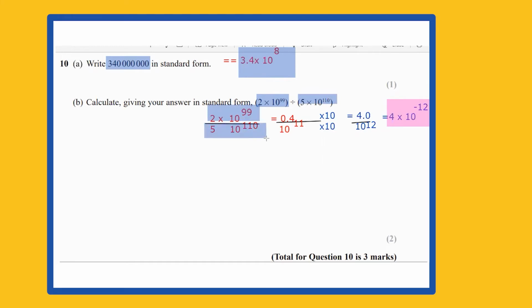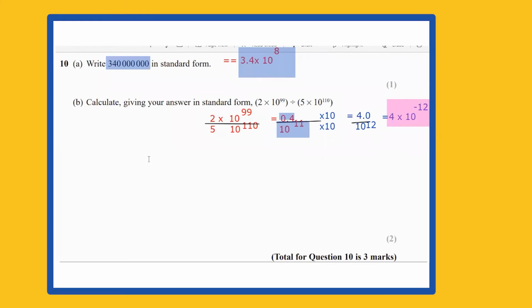And then what we do is we try to divide whatever we have. So if we divide 2 by 5, we'll get 0.4. Now we have a 10 to the power 110 at the bottom, we have a 10 to the power 99 on top, and we end up with 10 to the power 11. Now remember that standard form means that we have to write the answer as between 1 and 10.